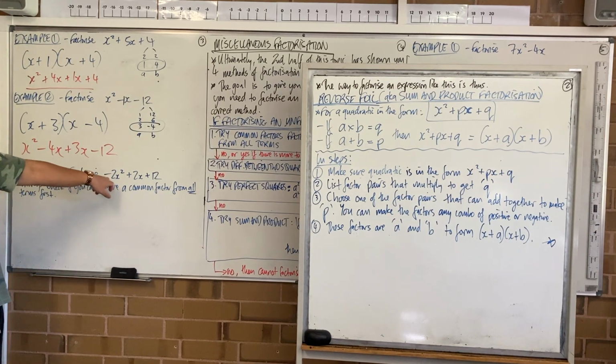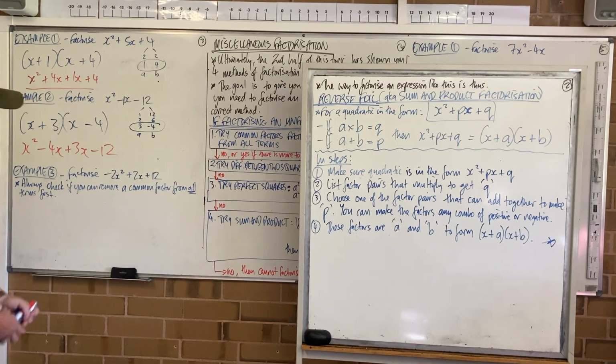This is harder because there's numbers in front of it. But if you've been listening, you should have been armed with a range of tools to deal with anything that I'm actually going to try on you. I want to factorize negative 2x squared plus 2x plus 12. Always check if you can remove a common factor first.